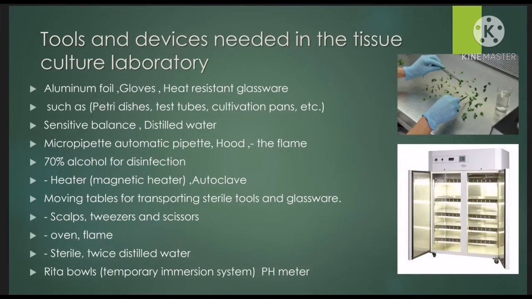Now we talk about tools and devices needed in the tissue culture laboratory. Aluminium foil, heat-resistant gloves, glassware, petri dishes, test tubes, sensitive plants, distilled water, micropipette, automatic pipette, hood, flame, magnetic heater, and moving tables for transporting sterile tools and glassware.